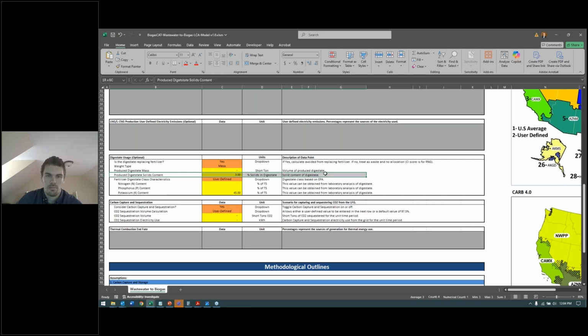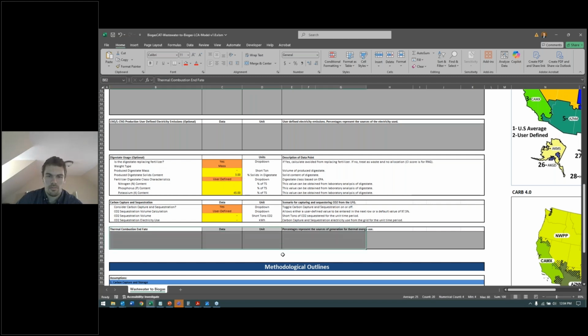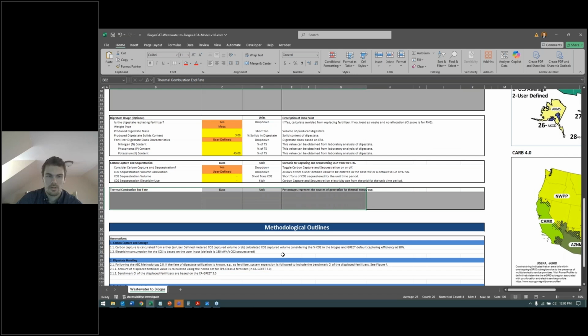We also ask for the percentage of solids in the digestate, and then provide 3 different options of the digestate class characteristics: Class A, Class B, and user-defined. Class A, again, if you select these, grays out all of those different cells. All of these digestate emission factors are based on EPA.